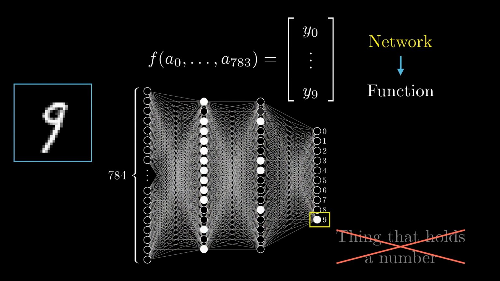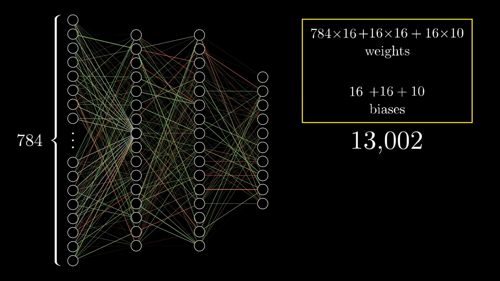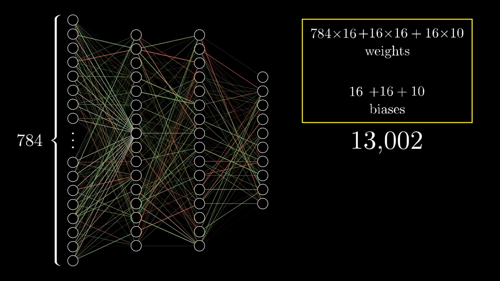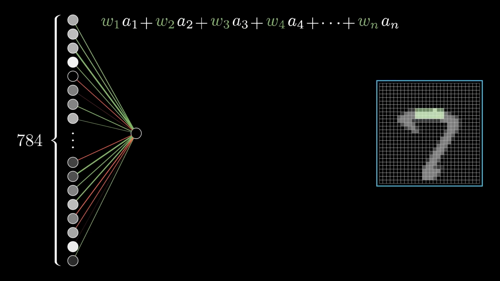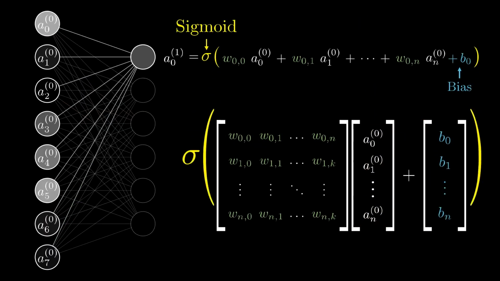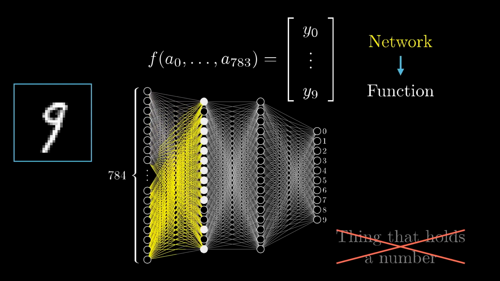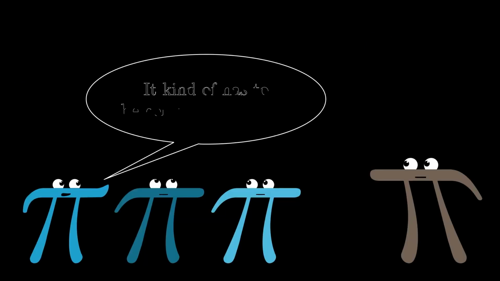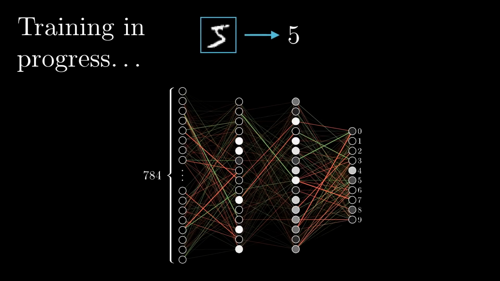It's an absurdly complicated function, one that involves 13,000 parameters in the forms of these weights and biases that pick up on certain patterns, and which involves iterating many matrix vector products and the sigmoid squishification function. But it's just a function nonetheless. And in a way, it's kind of reassuring that it looks complicated. I mean, if it were any simpler, what hope would we have that it could take on the challenge of recognizing digits?